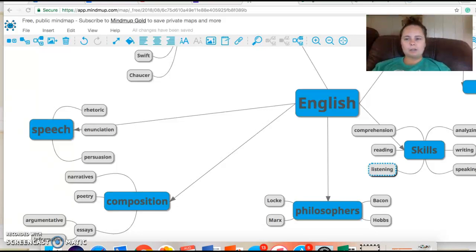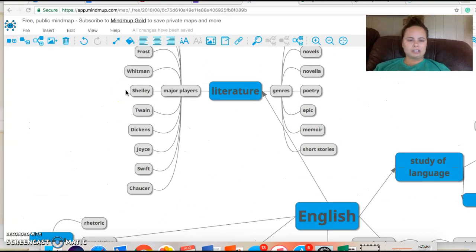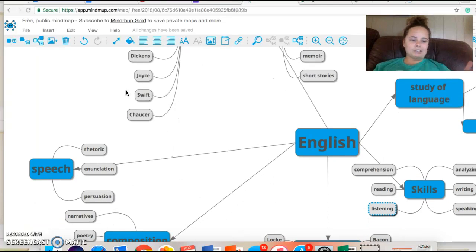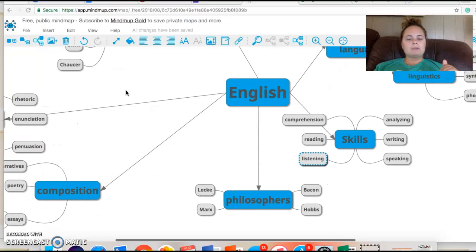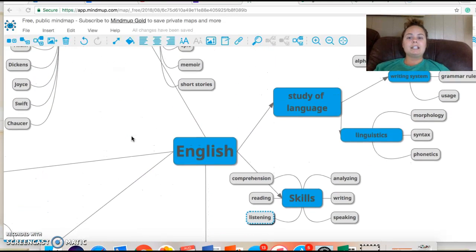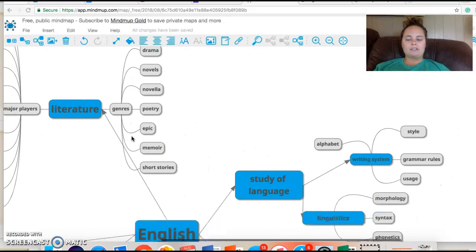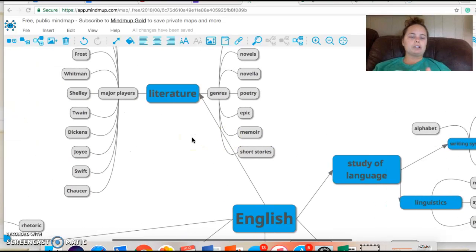Hey everyone, so I'm going to walk you through the concept map that I've created for how I view English and English studies. I've got it broken down into different categories. We've got literature at the top, speech and speaking, composition. I've also got some of the philosophers, the skills needed for English studies, the actual study of the language as well. So I'm going to start though at the top with literature.